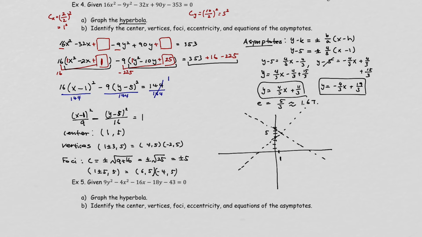And your vertices are 4 and 5, and -2 and 5. And draw the hyperbola. And your focus points will be 6 and 5, and -4 and 5.